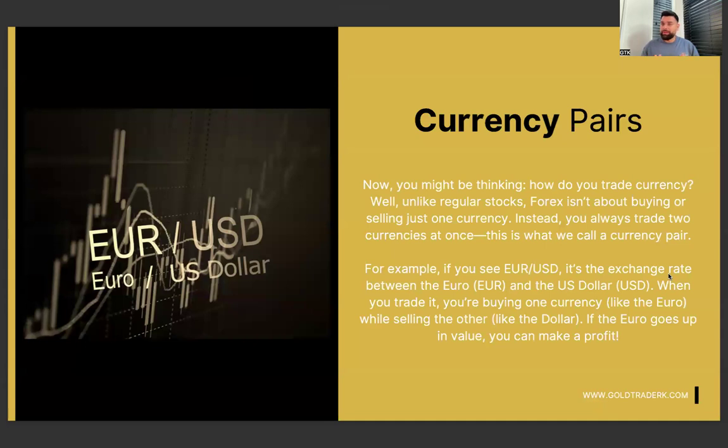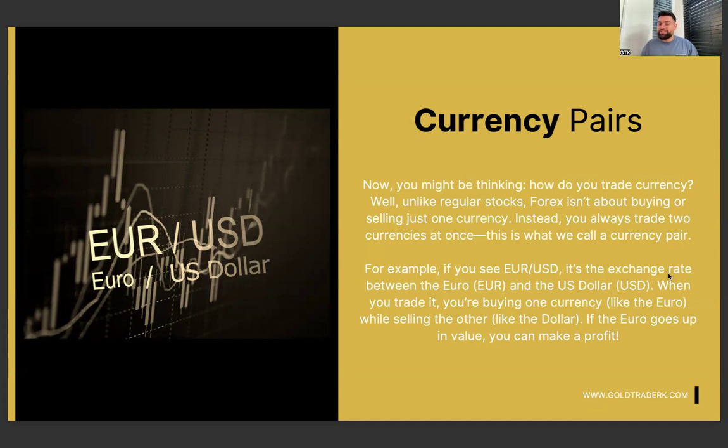Now, the most important question that everyone has, what is a currency pair? What consists in the Forex industry? How do I understand the steps? So in Forex, you trade currencies, okay? And when you're trading currency, you can't trade a single currency. It has to be a pair. You might be thinking, how do you trade currency? Well, unlike regular stocks, Forex isn't about buying or selling just one currency. Instead, you always trade two currencies at once. This is what we call a currency pair.